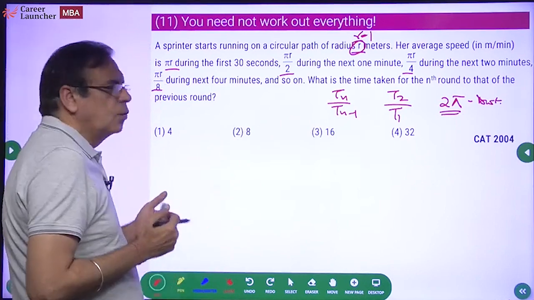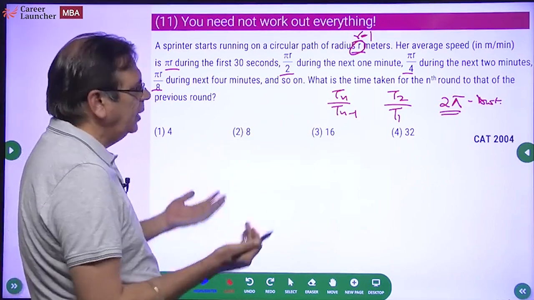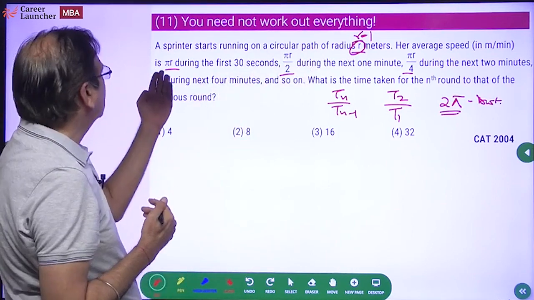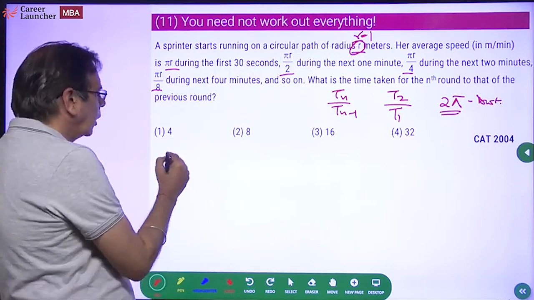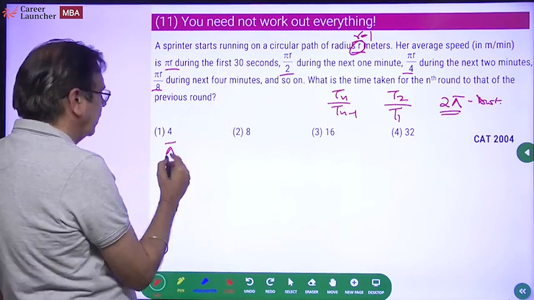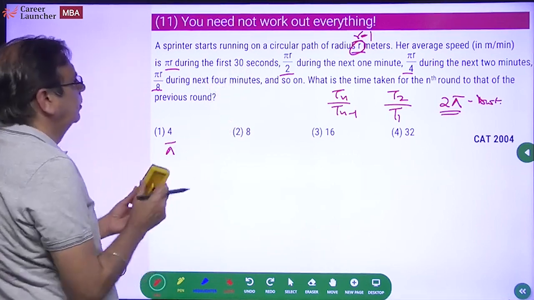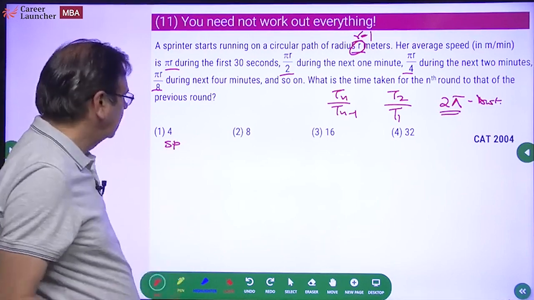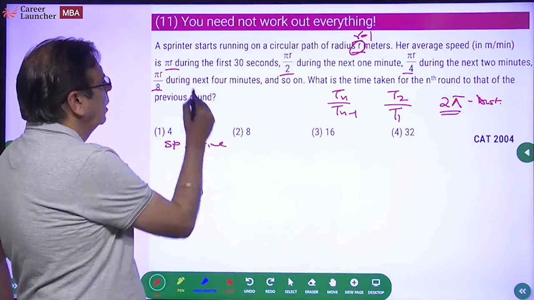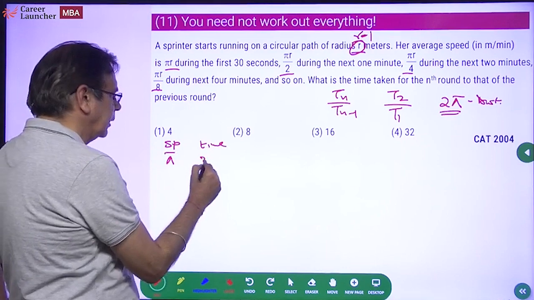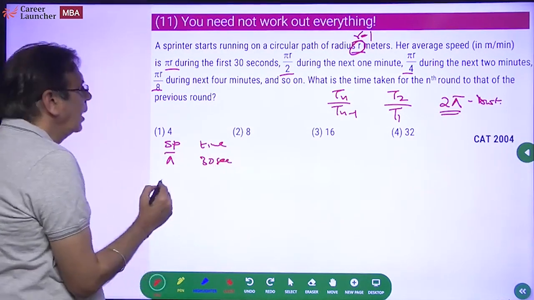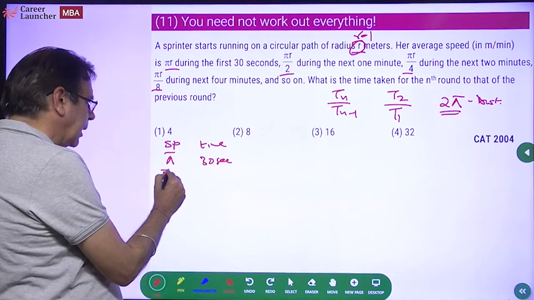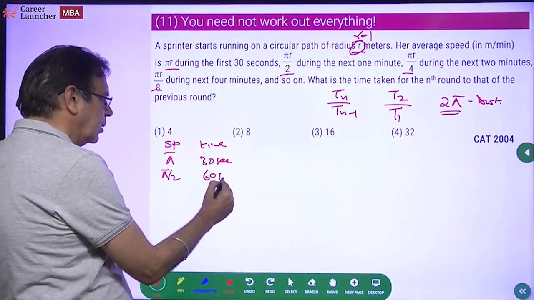Okay. So first round, how much time will they take? Let's say the distance to be covered is 2 pi. Let's look at these numbers. Average speed is pi r during the first minute. So what does it do? Not 30 seconds. So let me say speed and time. Speed is pi in the first 30 seconds, and then it is pi r by 2 during the next 1 minute. It is pi by 2 in the next 60 seconds.